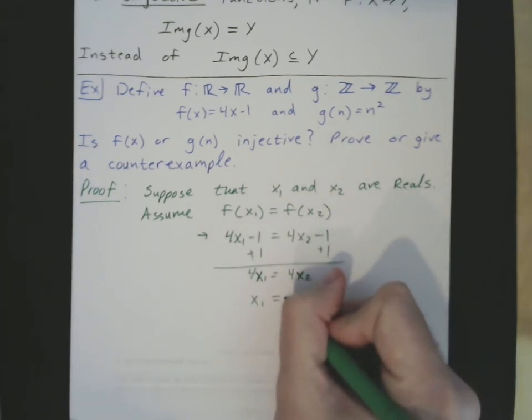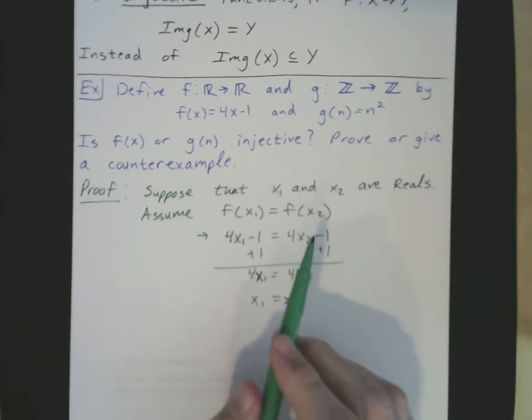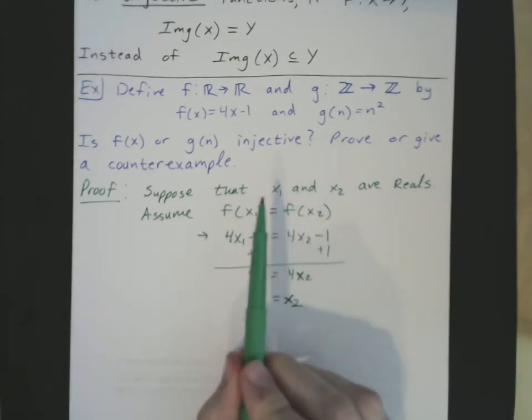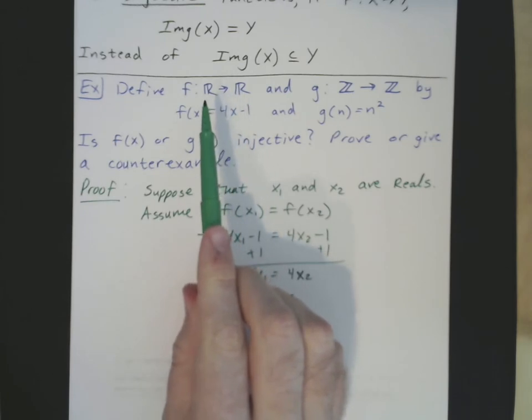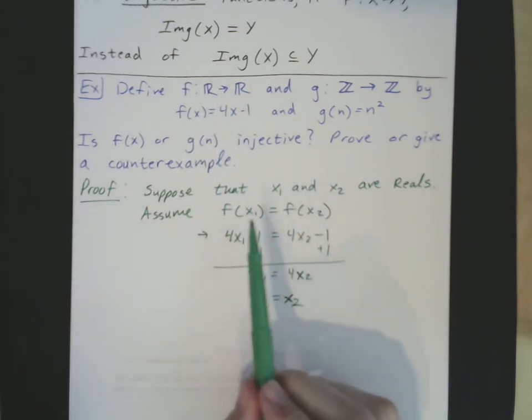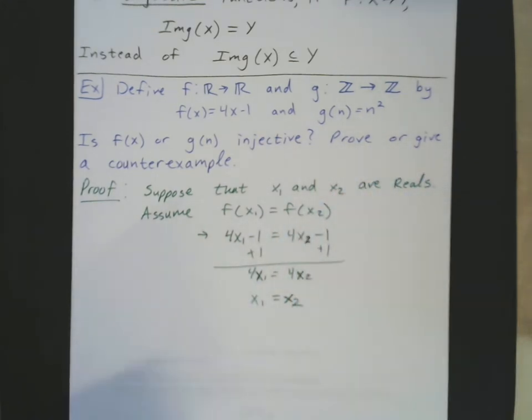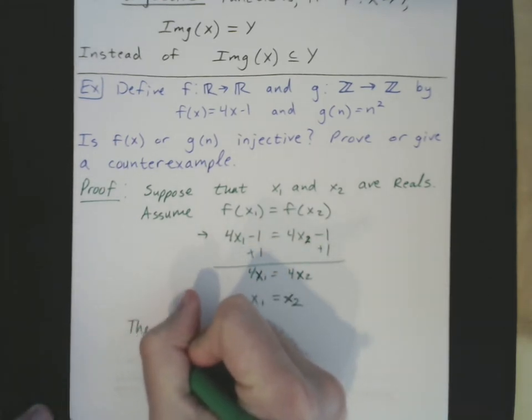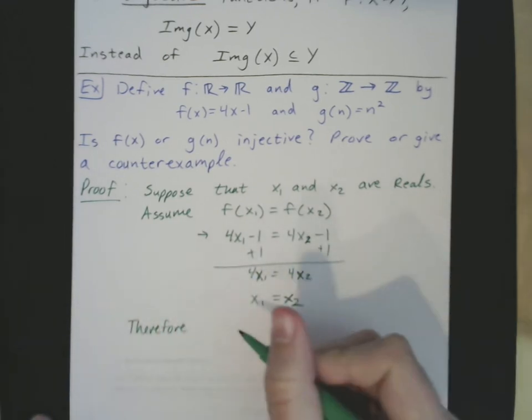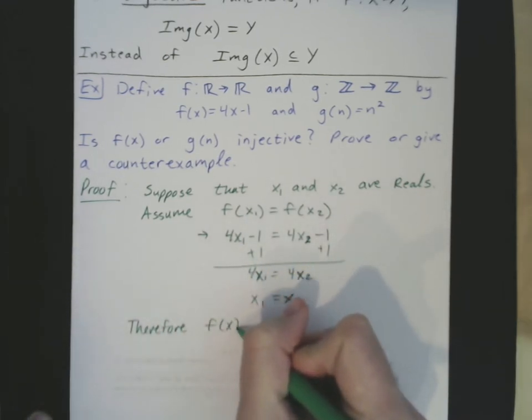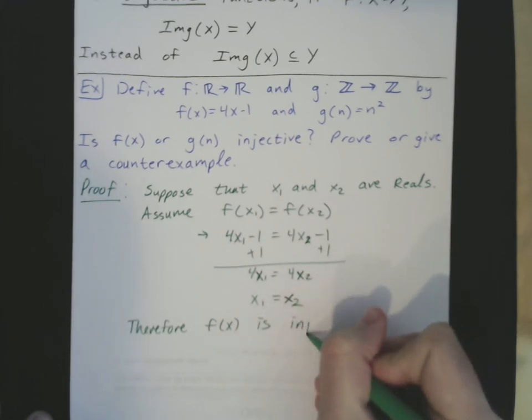So this is how most of these proofs for injectivity go: you let your x1 and x2 be elements of whatever your domain is. Then you assume that f of x1 equals f of x2, whatever your rule is. Use that to rewrite f of x1 and f of x2, and then solve and simplify. And then you should come to the same conclusion, that x1 and x2 are the same. And so since we have that, we can say, therefore, f of x is injective.